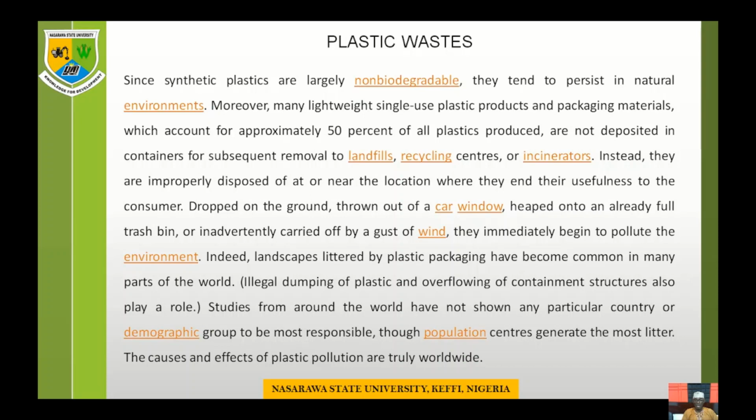Studies from around the world have not shown any particular country or demographic group to be most responsible, though population centers generate the most litter. The causes and effects of plastic pollution are truly worldwide.